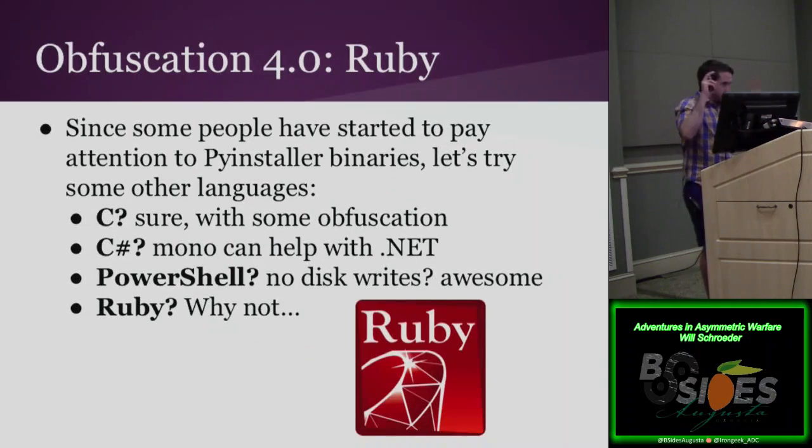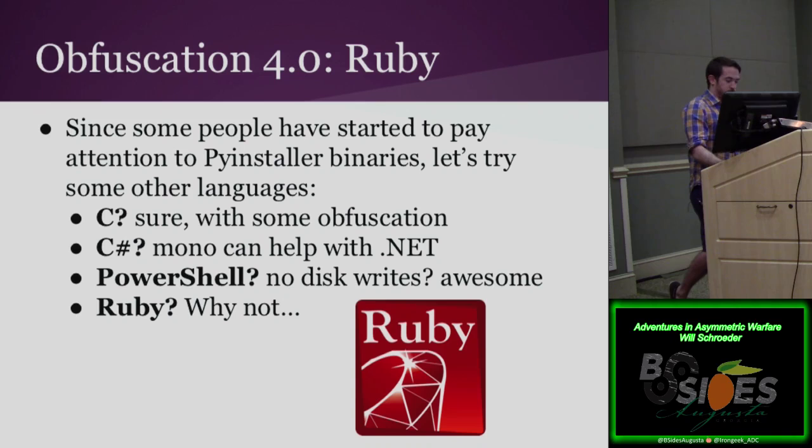So this is kind of the big thing I wanted to show in this presentation. But since some people started paying attention to the PyInstaller binaries, let's try some other languages. We first branched into C with some good obfuscation. With C#, you can use Mono on Kali to compile .NET executables that will run on Windows. PowerShell is awesome, because you can have no disk writes.